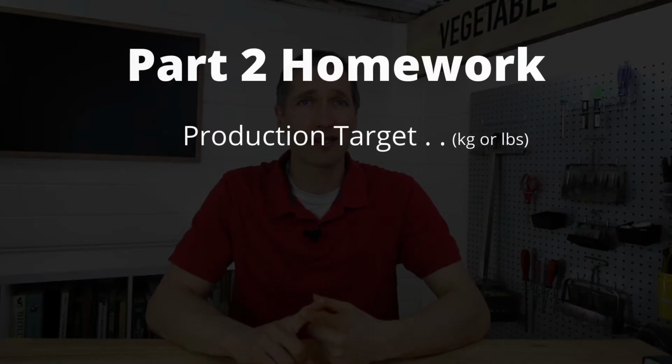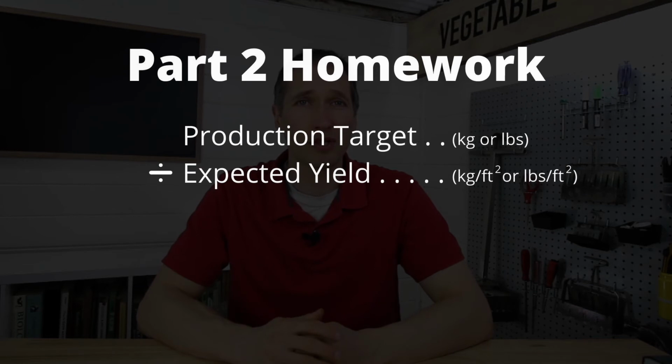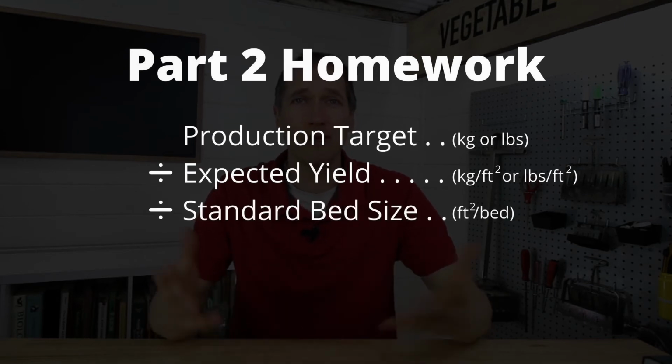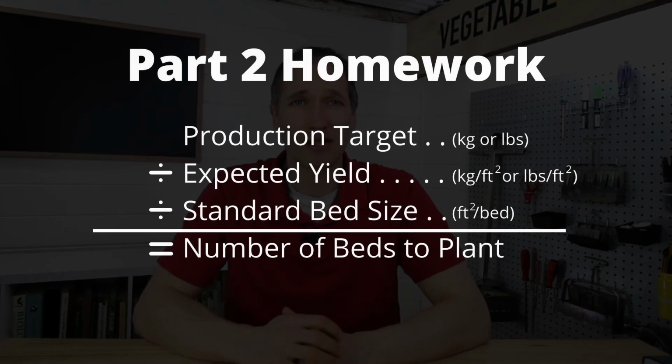So there's your homework for part 2. You can do this wherever you are, starting with your list of crops and their production targets. Divide those numbers by the yield per square foot you expect to achieve and your standard bed size if you have one. And that will leave you with the exact number of beds you should plant for each crop.